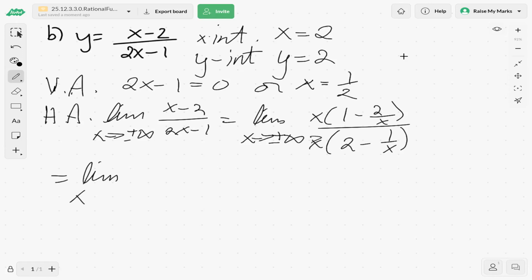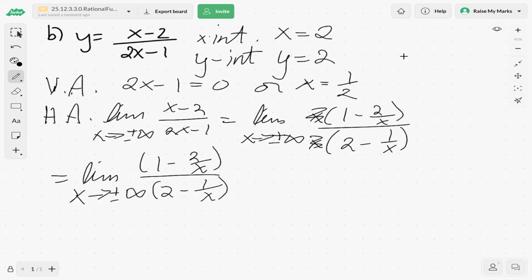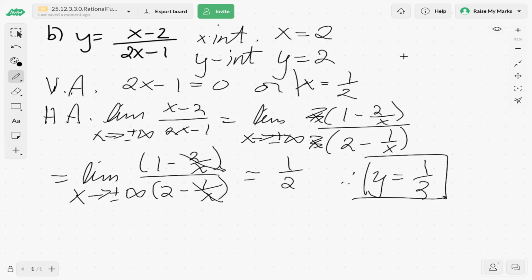Okay, we can cancel out these x's. And we're left with the limit as x approaches positive or negative infinity of 1 minus 2 over x over 2 minus 1 over x. The 2 over x goes to 0, and the 1 over x goes to 0, and we're left with 1 over 2. So therefore, y equals 1 over 2 is a horizontal asymptote.